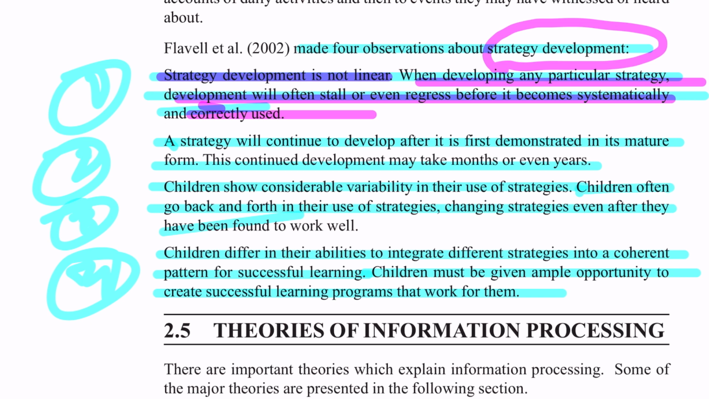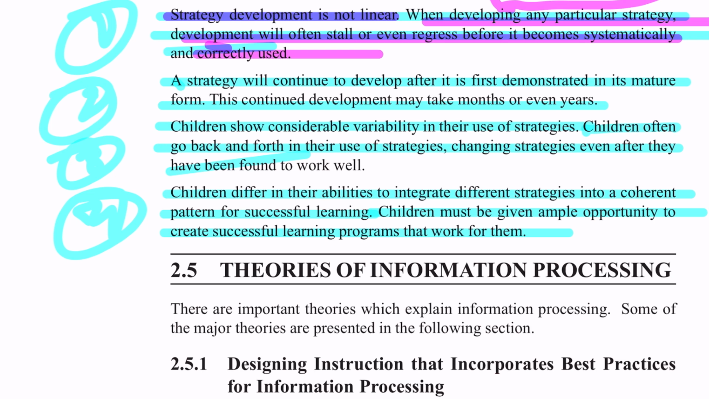A strategy will continue to develop after its first demonstration in the mature form. So we keep on developing different strategies until it gets mature. Children show considerable variability in their use of strategies, because they are still learning the different strategies. They use different kinds of strategies at different points of time, so we call it variability. Children often go back and forth in their use of strategies, changing strategies even after they have been found to work well. Gradually they will find what strategy works for them properly.